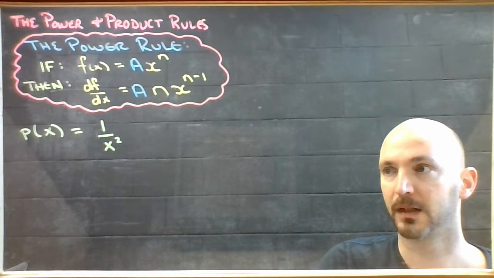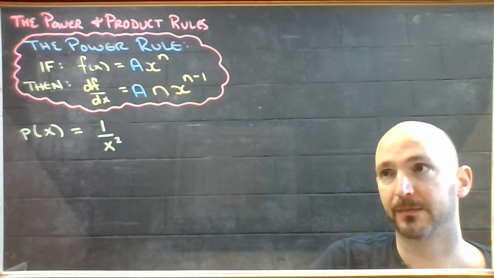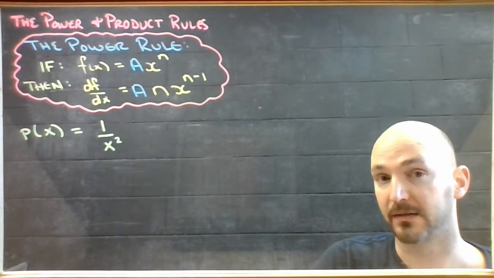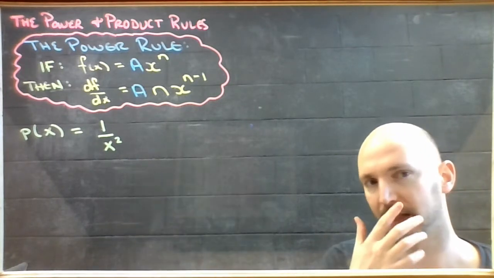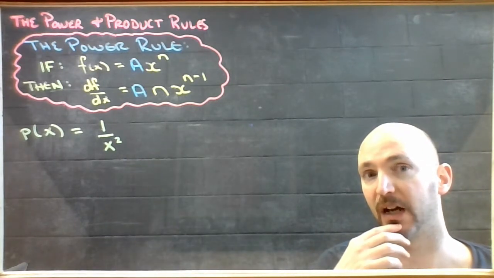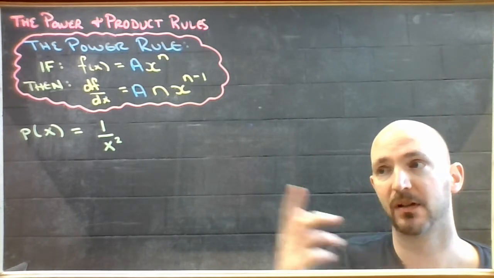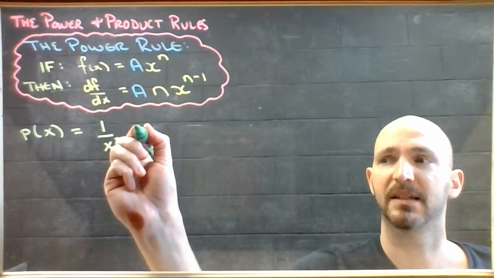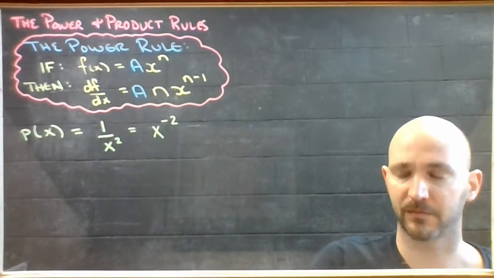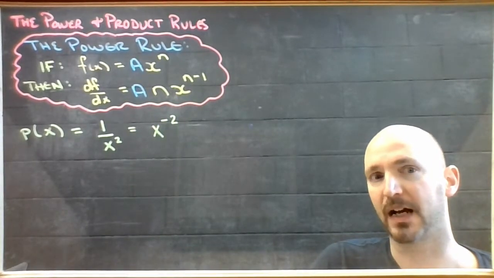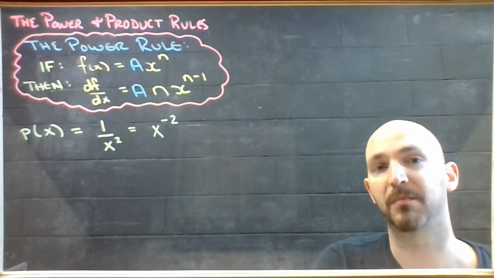All right. Now that thing does not look like that. But if you remember some of your exponent laws from grade 11, if I have something that's in the denominator of a fraction, I can write it using negative exponent notation. So this thing, this is really x to the negative 2. And once I do that, I have converted this rational function into something that the power rule applies to.